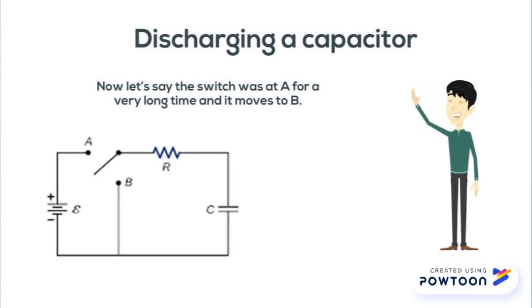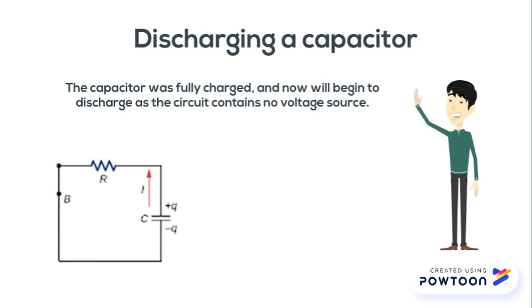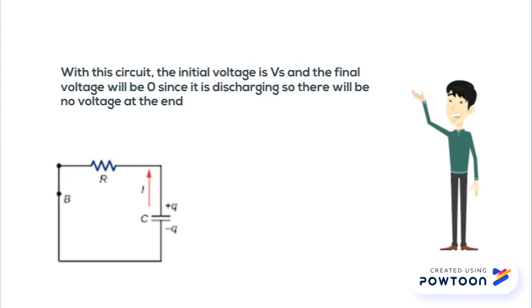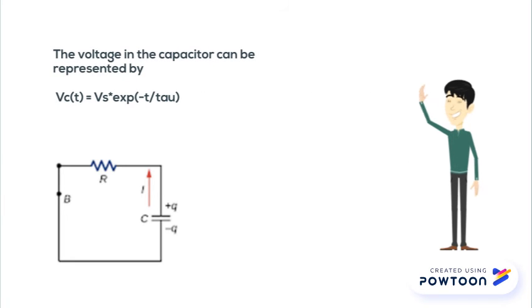Now let's say the switch was at A for a very long time and it moves to B. The capacitor was fully charged and will now begin to discharge as the circuit contains no voltage source. With this circuit, the initial voltage is Vs and the final voltage will be equal to 0 since it is discharging, so there will be no voltage at the end. The voltage in the capacitor can be represented by Vc of t equals Vs times exponential to the negative t over tau.